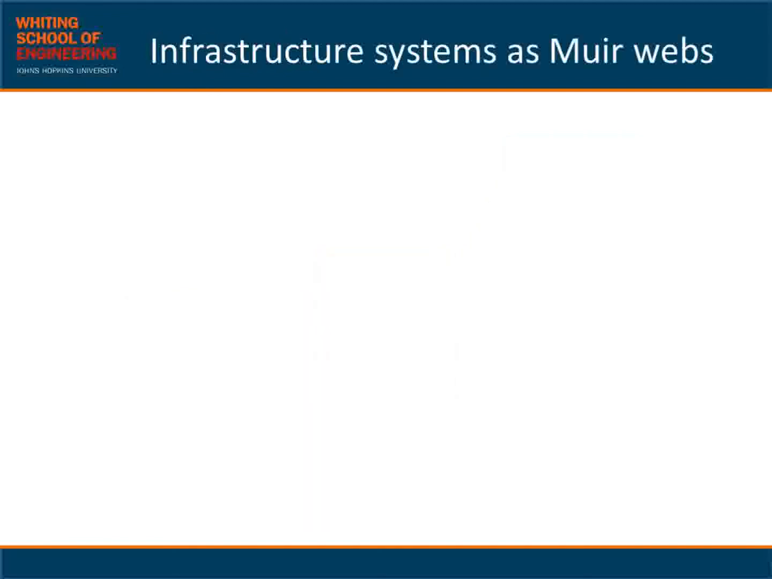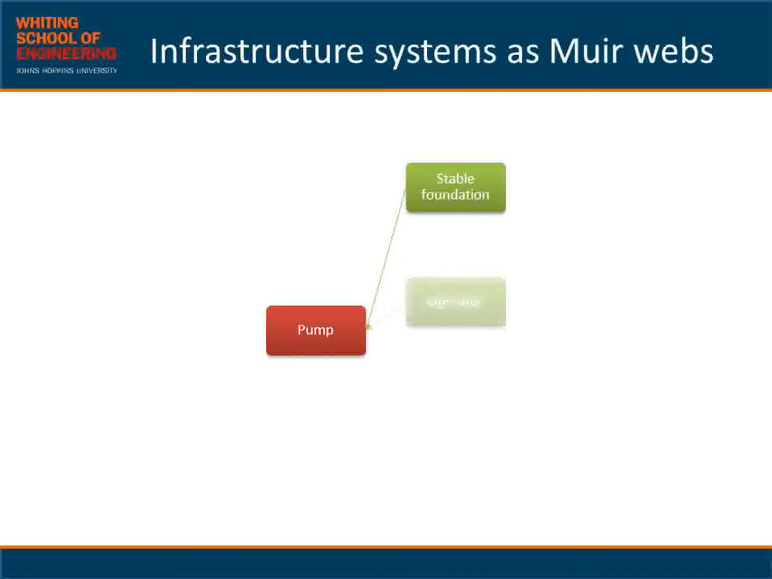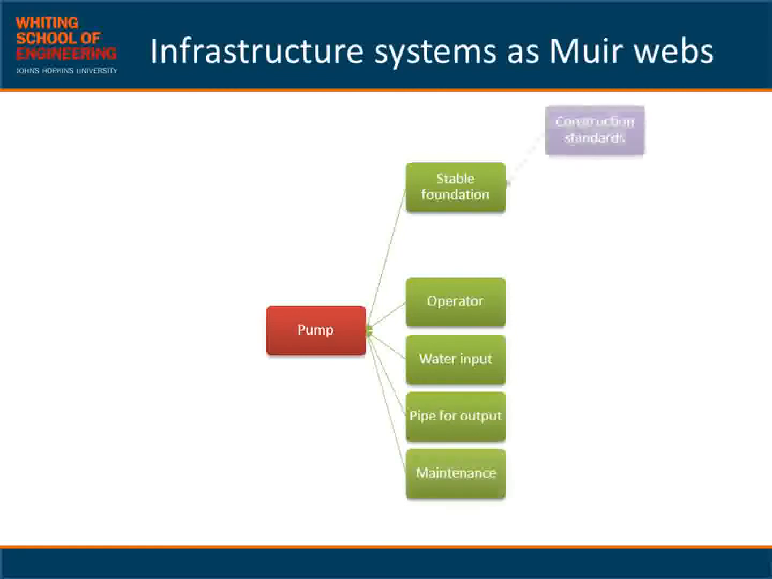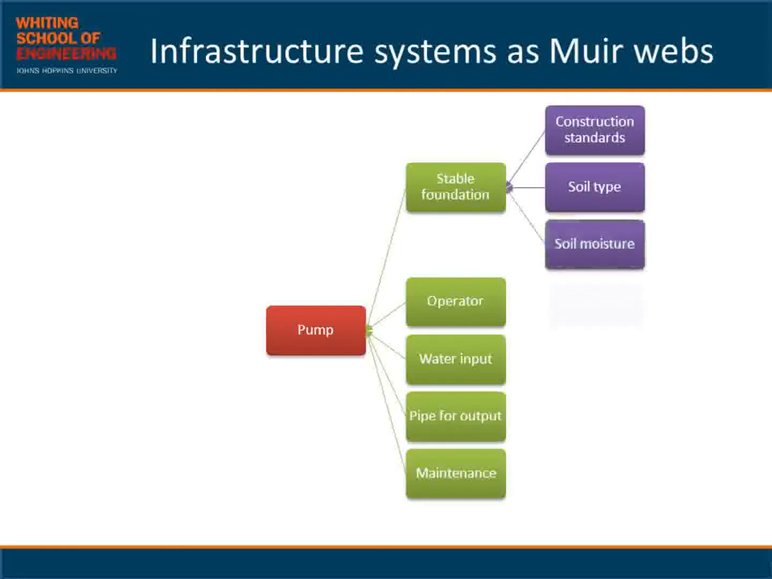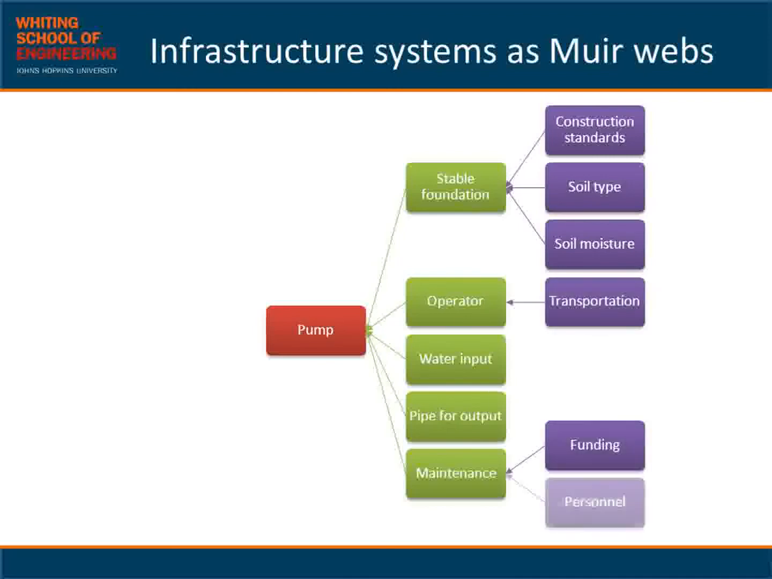In this work, I propose applying the concept of a mirror web to infrastructure systems. With this approach, we can examine multiple infrastructure systems and include all elements of the system and their dependencies. For example, a pump in a water distribution system requires a stable foundation, an operator, water input, a pipe connection for output, and maintenance. In turn, a stable foundation is dependent on construction standards as well as soil type and soil moisture. The pump also requires power in order to operate, and is therefore connected to the electric power system.